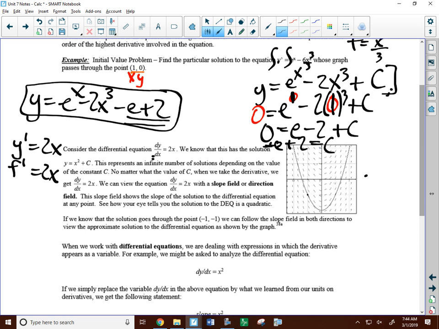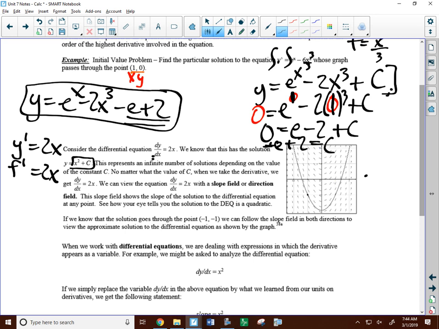Now we know that some of these we can't actually do, but some of them we can. Like this one, we know the antiderivative would be x squared plus c, kind of like the one I did last. Then if we know an actual point it goes through, we could solve for c and get the exact solution. But what a slope field does, look with your eye. Can you see how it outlines all of the solutions?